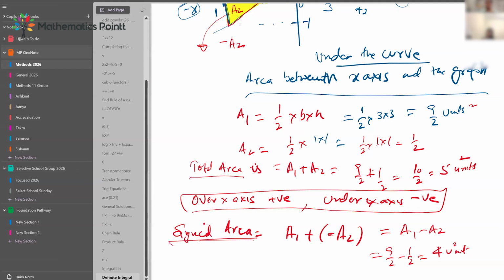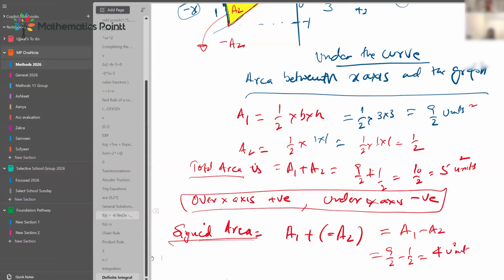So that's the difference between total area and signed area. Total area does not take into account whether the area is above or under the x-axis, it just adds up the areas, whereas signed area takes positive and negative based on whether the area is sitting over or under respectively.